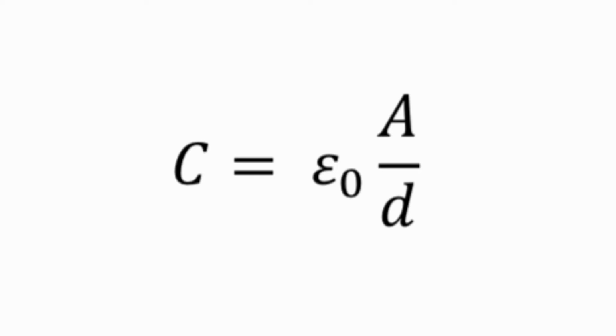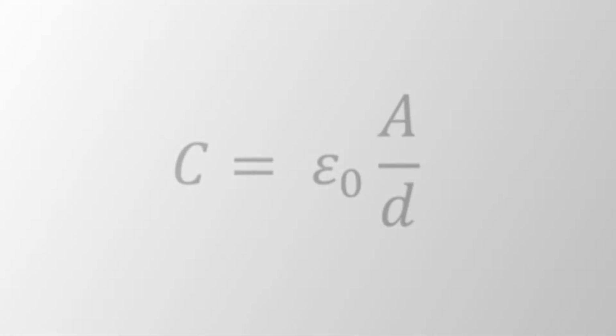The capacitance of a parallel plate capacitor is proportional to the area of the plates. It increases when the area increases. The capacitance is inversely proportional to the distance between the plates. It decreases as the distance increases.